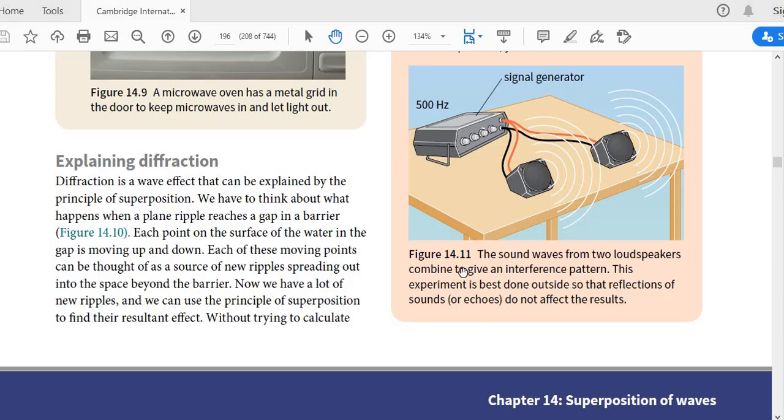The sound waves from two loudspeakers combine to give an interference pattern. This experiment is best done outside so that reflections of sound or echoes do not affect the results. Because when you do it outside, reflections cannot occur. Reflection of sound is called echo, and the echo can come and interfere with those waves.